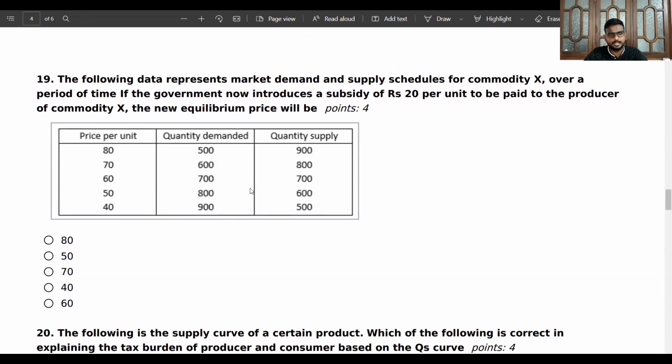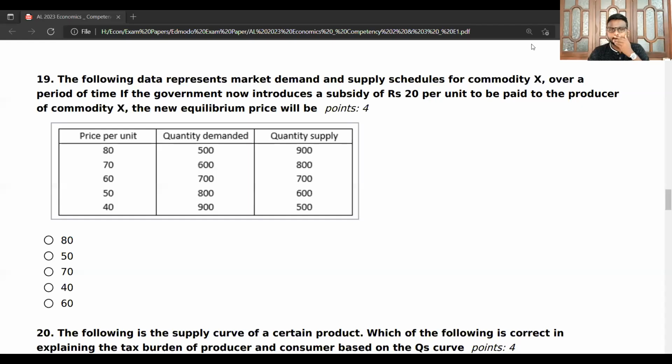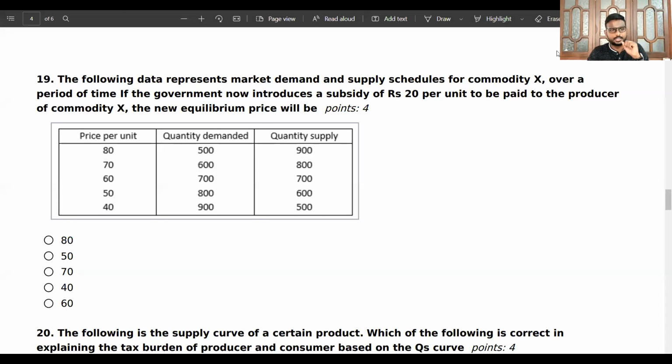19th one. Again, another tax related question. So if you have a look at this question, the following data represents market demand and supply schedules for commodity X over a period of time. If the government now introduces a subsidy of ₹20 per unit to be paid to the producer of commodity X, the new equilibrium price will be. A very, very interesting question.